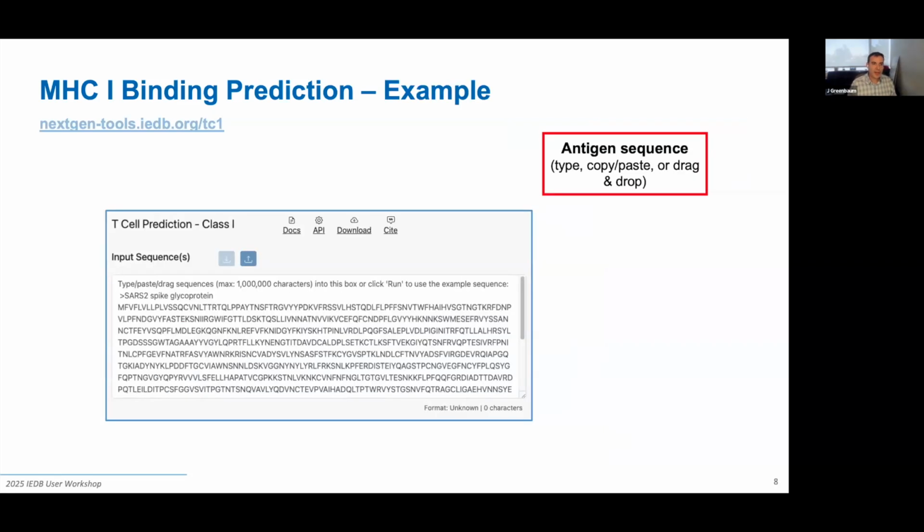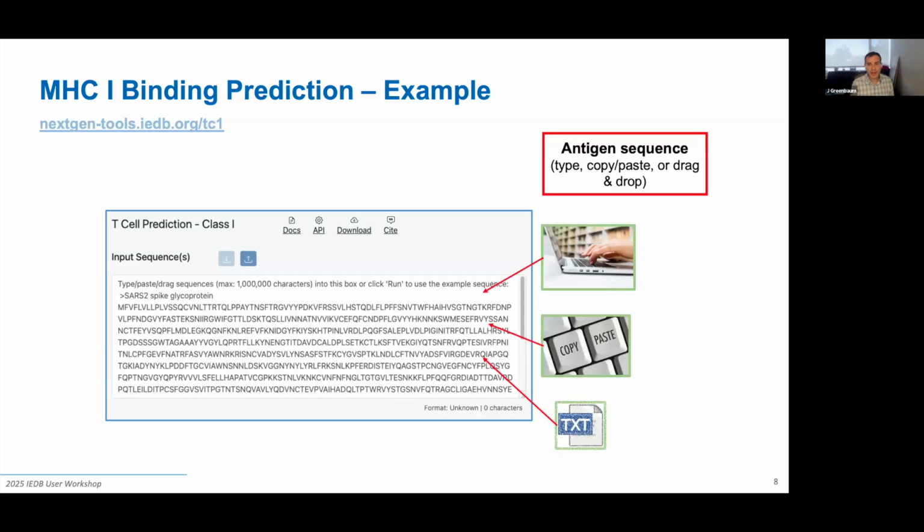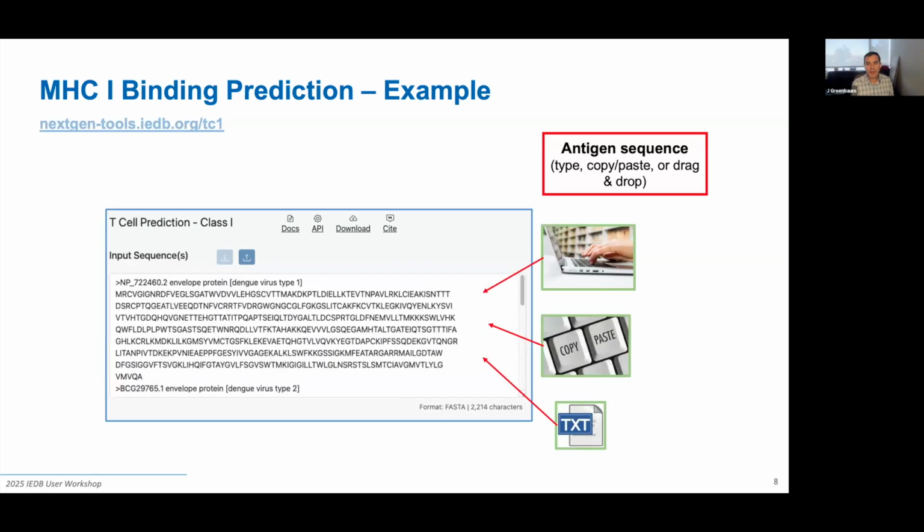So this is what you'll find on the next page. This is a big input sequence box. This is where you would put your antigen sequence or list of peptides that you would like to make predictions for. To get your data into that box, you can type it in, copy and paste it in, or just drag a file over. Once you do, the contents of that file will be populated in that box.